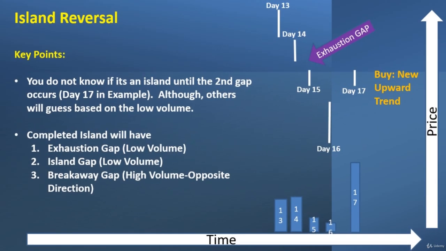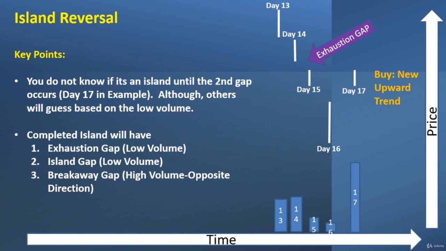So the key point is you don't know if it's an island until the second gap occurs. It's day 17 in this example. You might see it jump out way ahead after an exhaustion gap and kind of guess like, oh, is that a reversal? And it could be, but you really need to look at that volume, and you really need to confirm with that the following day.